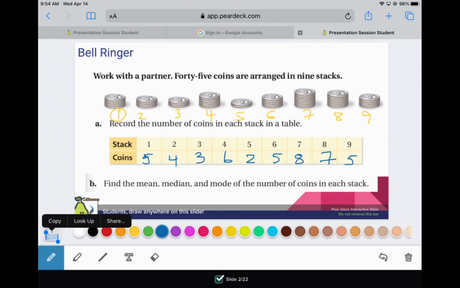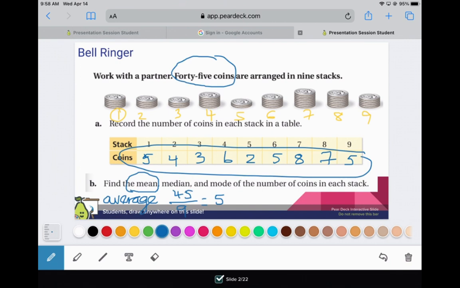So in this case, for the bell ringer, we just count the coins. We have the numbers. So stack number 1, I have 5 coins. Stack 2, I have 4. And I just record that. So I'm seeing that you guys are still recording. That's fine. I'll wait.